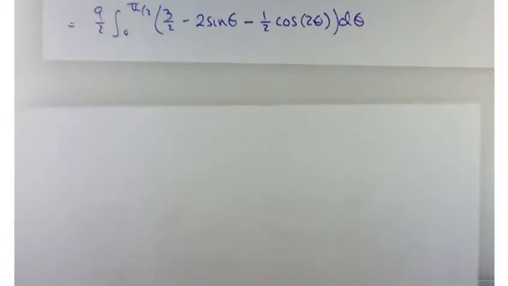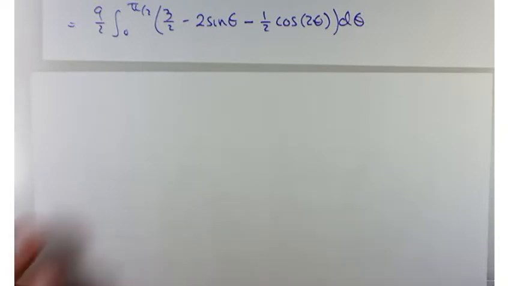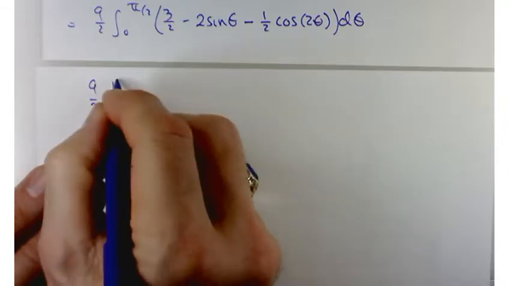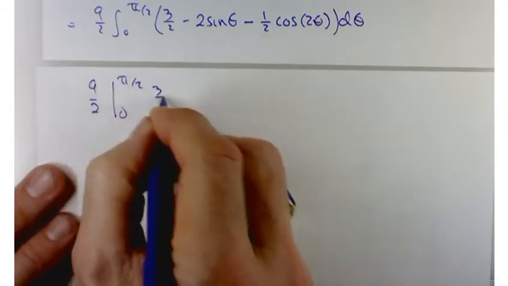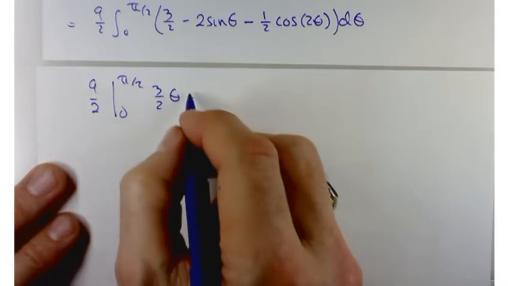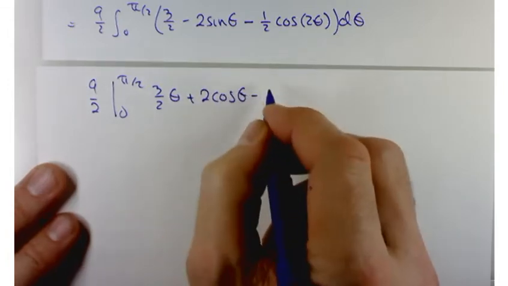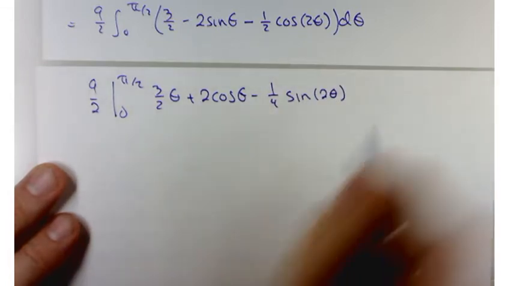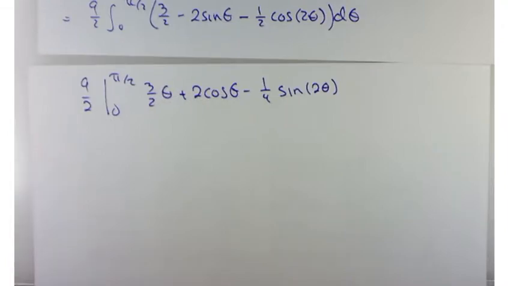All right, need to give myself a little bit more room. Nine halves times the antiderivative, which would be 3/2 theta, plus 2 cosine of theta, minus 1/4 sine of 2 theta. All right, I think that looks pretty good.